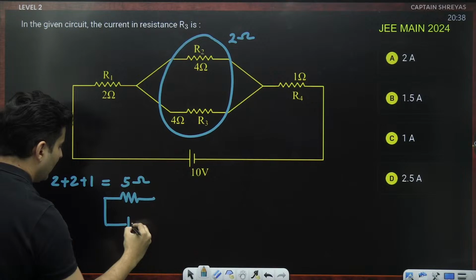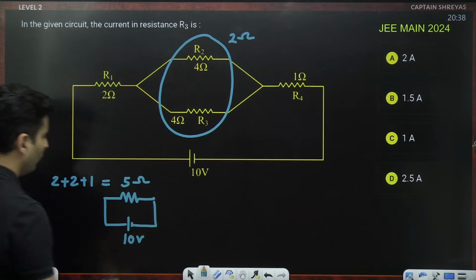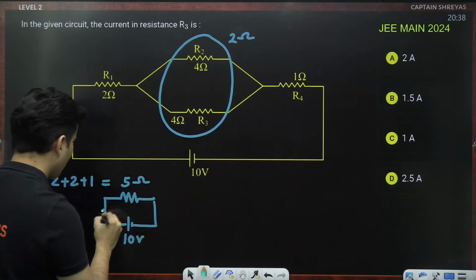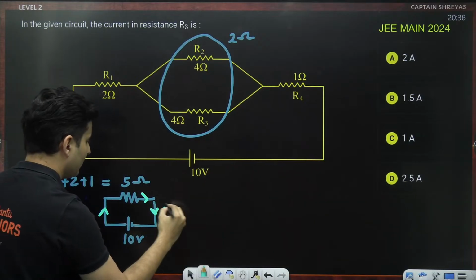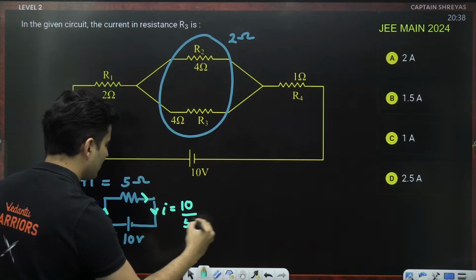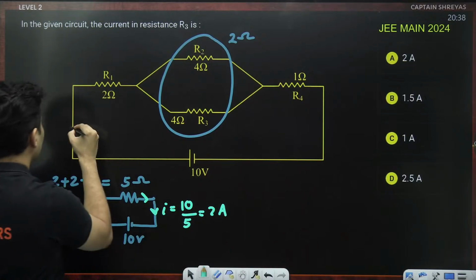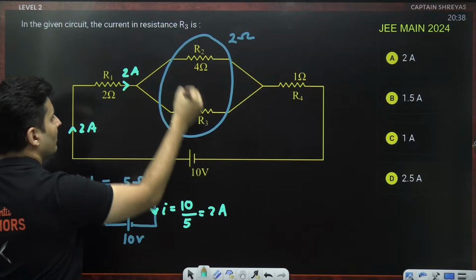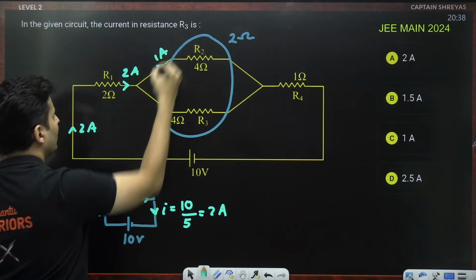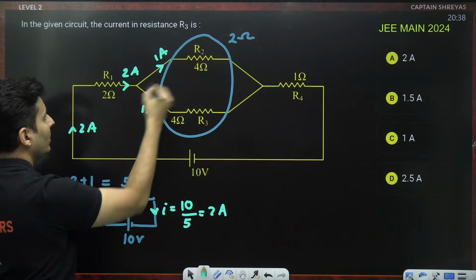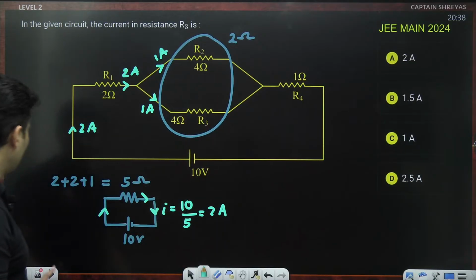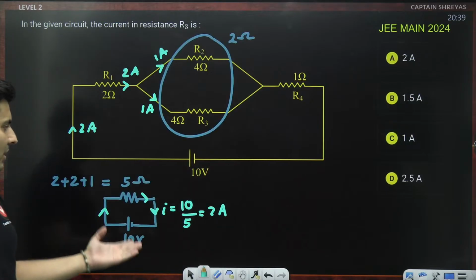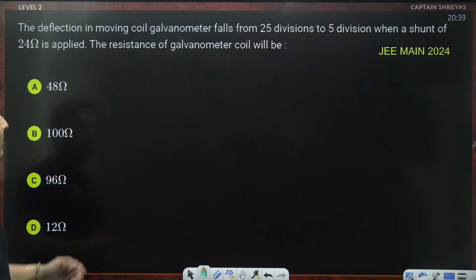And it is connected across 10 volts. So what should be the current in the circuit? Voltage by resistance, which means 2 amperes. Now once this 2 amperes reaches here, it has two options. So 1 ampere will go here and the remaining 1 ampere will go here because the resistances are equal. So the current should be 1 ampere. Very straightforward. Such simple questions also come. Moving on to the next one.